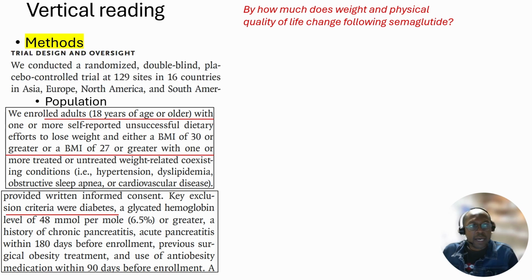So first is the trial design. The trial design here is a randomized double-blind placebo-controlled trial at 129 sites in 16 countries in Asia, North America, South America, and so on. Again, a randomized clinical trial is the gold standard when you want to establish causality. If you want to say that semaglutide causes a decrease in body weight, you have to do a randomized double-blind trial.